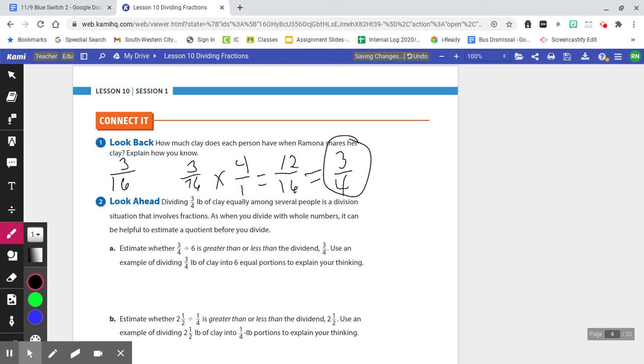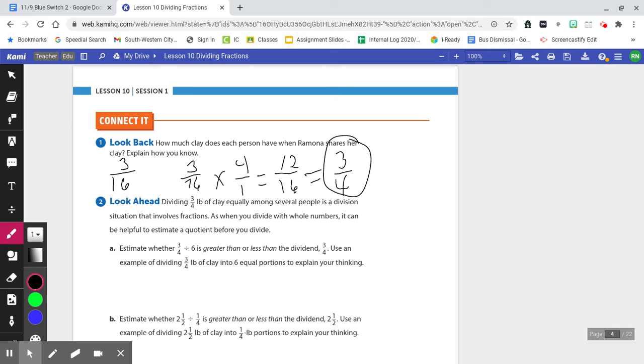So number 2, dividing 3/4 of clay equally among several people is a division situation that involves fractions. As when you divide with whole numbers, it can be helpful to estimate a quotient before you divide. A, estimate whether 3/4 divided by 6 is greater than or less than the dividend 3/4. Use an example by dividing 3/4 of clay into 6 equal portions to explain your thinking.